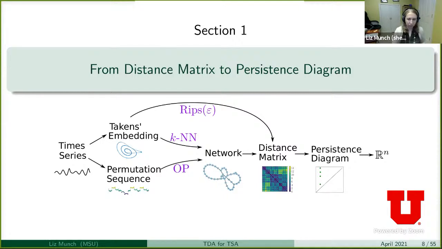All right. So the first bit I'm going to talk about is essentially the last portion, which I think you guys have probably seen at this point, right? But if I have pairwise distance information, I can get a persistence diagram out.